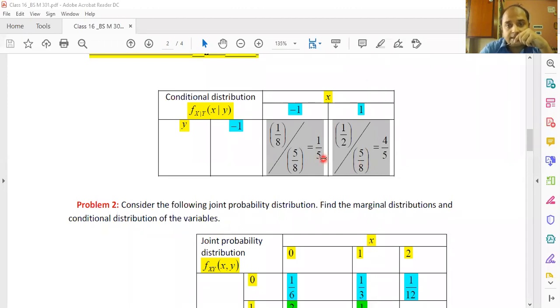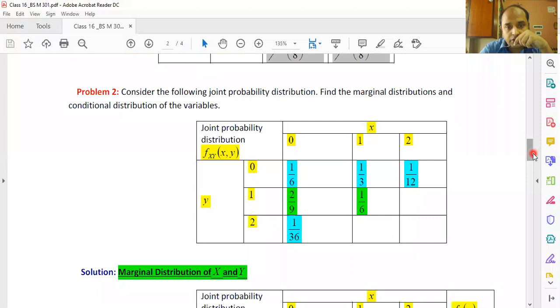The problem has been selected from the exercise of the book. Okay, let us go to the next problem, problem number 2. It is also a very interesting problem, although similar to the previous one. I have specifically selected this particular problem because to understand the Bayes theorem, this problem will be required. So just be attentive and listen to me very carefully.